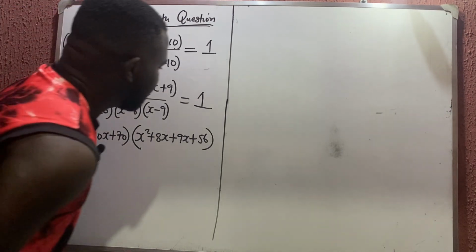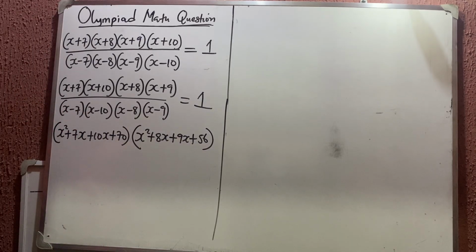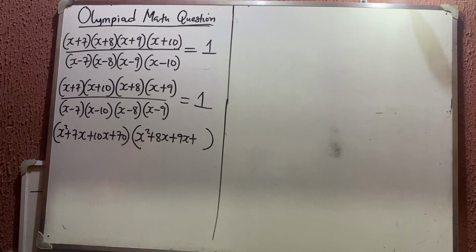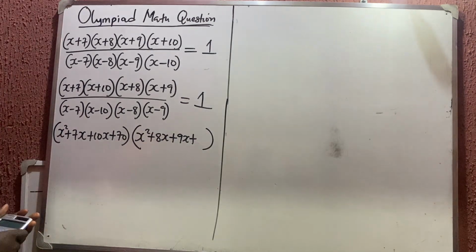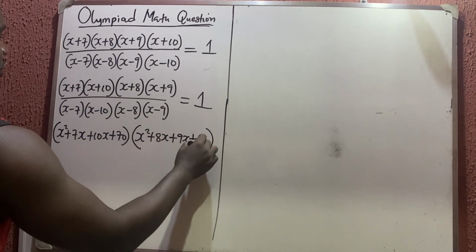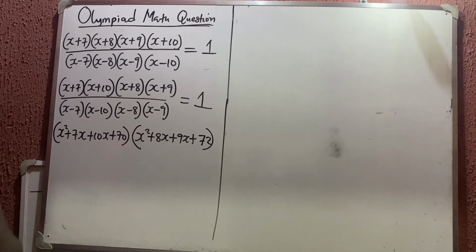Is it? 8 times 9 is 72. Sorry, 72. Okay, so that is that.